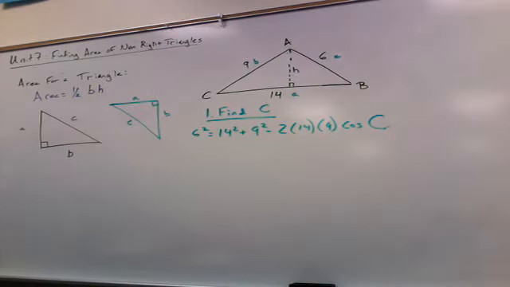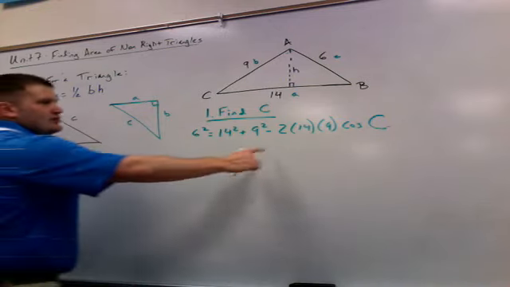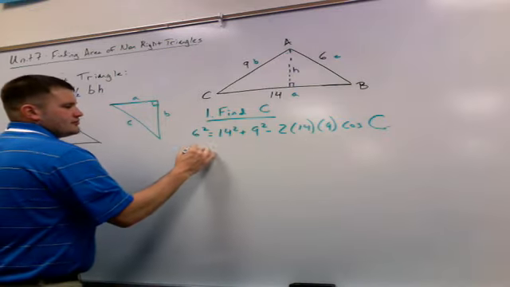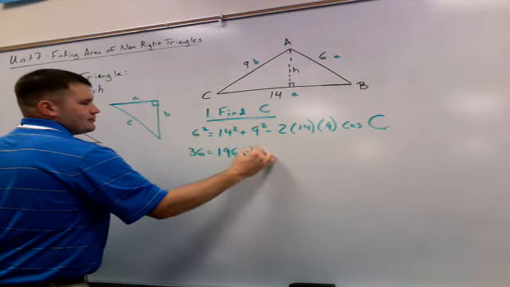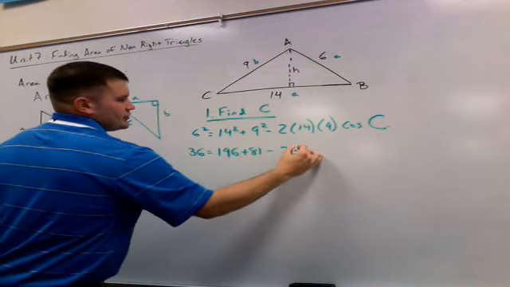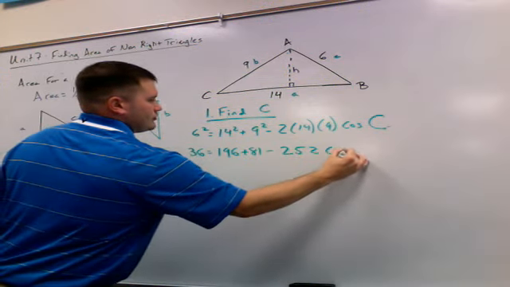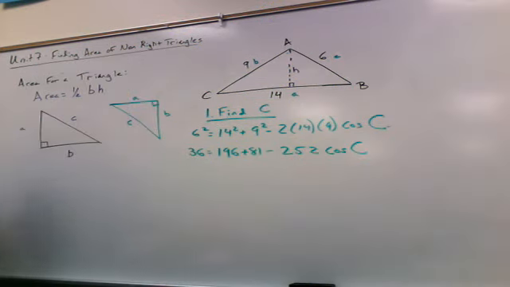Does that make sense, guys? A lot of numbers. It is a lot of numbers. I'll take care of the ones I can do in my head. You guys want to take care of the 2 times 14 times 9? 252. Okay. So we got 36 equals 196 plus 81 minus 252 cosine C.